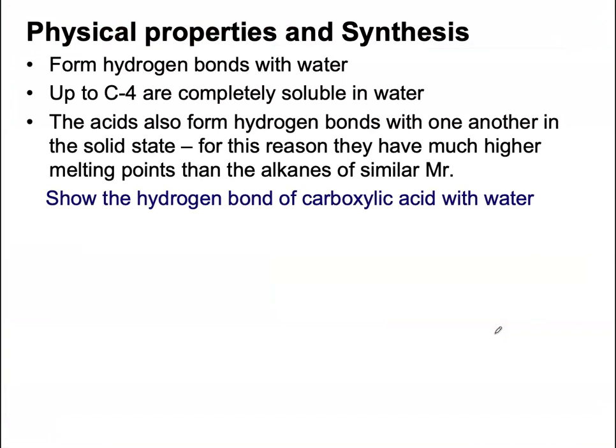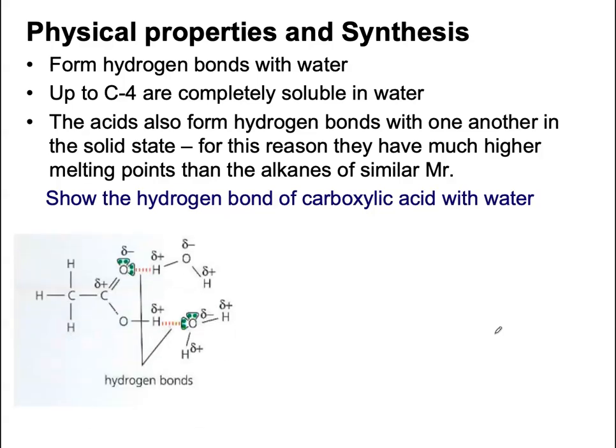Physical properties: they are soluble in water because they form hydrogen bonds, and the solubility will decrease as the size of the carbon chain length increases. Now you must be able to draw or show hydrogen bonding between a carboxylic acid and water. So let's look at the carbonyl group first. Oxygen is delta minus, with a lone pair. So draw a dotted line from the lone pair on the oxygen in the carbonyl to the delta plus hydrogen in water.